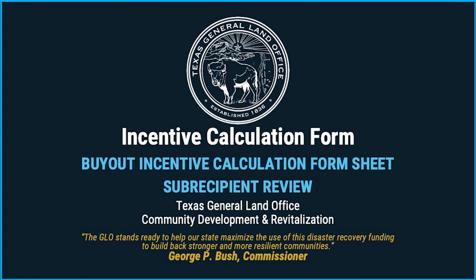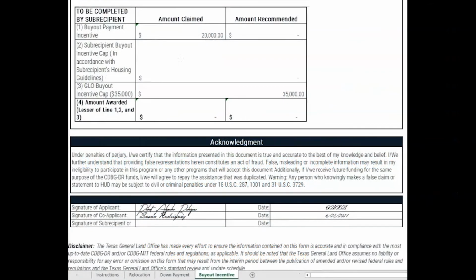After receiving the completed buyout incentive calculation form from the applicant, the subrecipient should review the form for completion, accuracy, and backup documentation. There should be clear justification and documentation of the applicant's eligibility and need for buyout incentives. After reviewing all of the sections, the subrecipient should complete the final table, the To Be Completed by Subrecipient section.